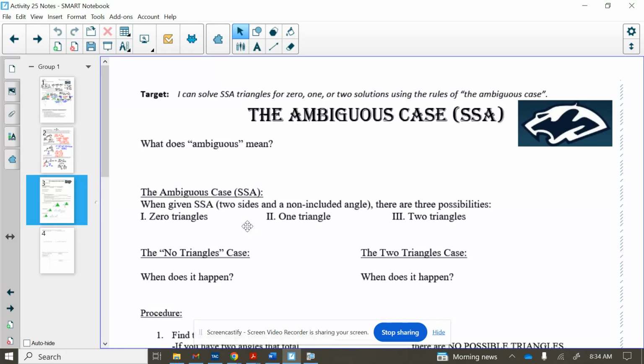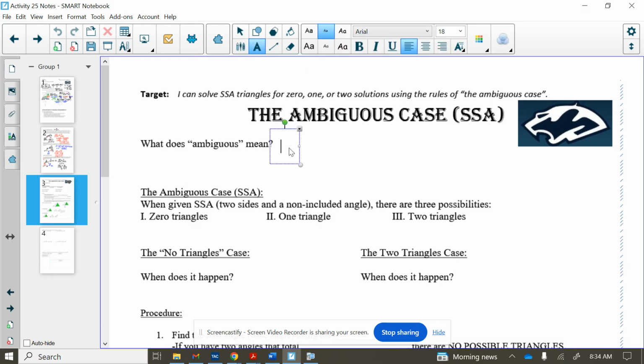Back to the last part of our law of sines. Today we are going to talk about the ambiguous case that happens when we have a side-side-angle given situation. Now, what does the word ambiguous mean? Well, the word ambiguous means that there is more than one meaning, or an unclear answer.